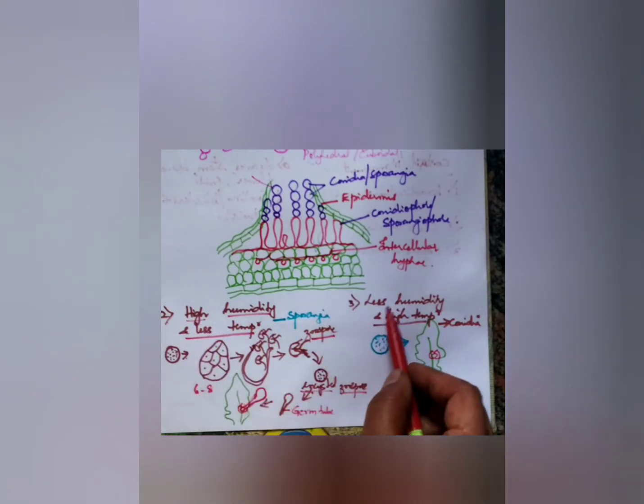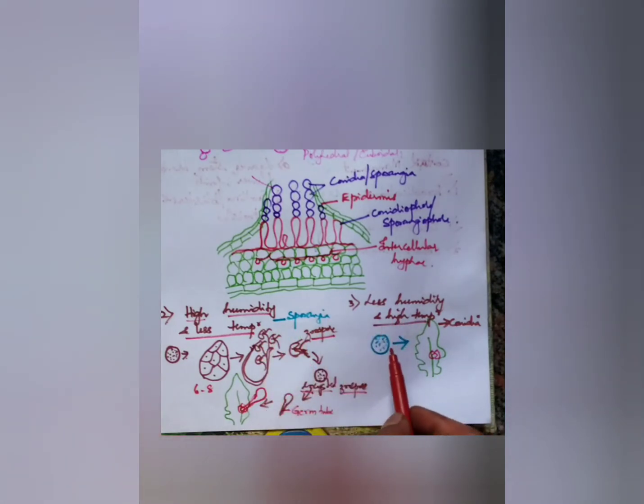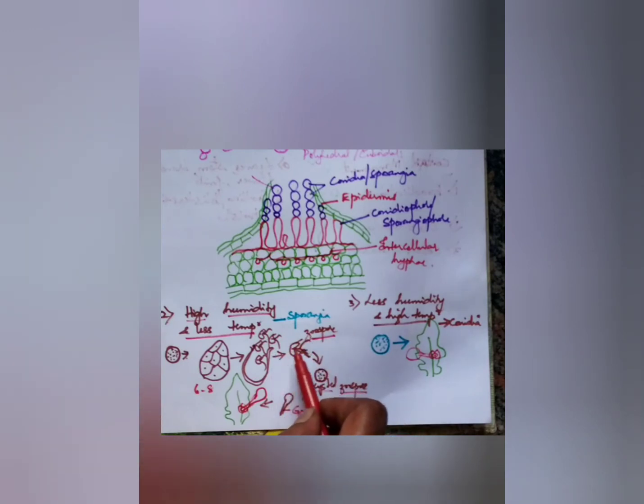When there is low humidity and high temperature, the vice versa of this condition, the sporangia germinate directly. They penetrate into the host tissue directly through the stomata without the formation of zoospores. In direct germination, the spore is called conidia. Indirect germination through the formation of zoospores is called sporangia. So this is about the asexual reproduction in fungi.